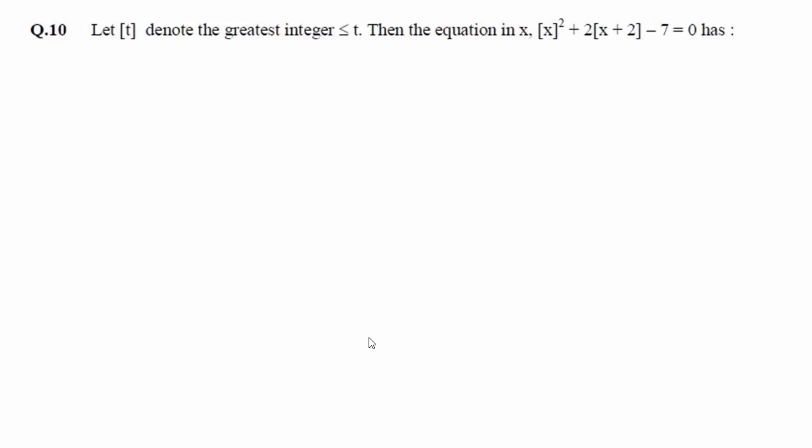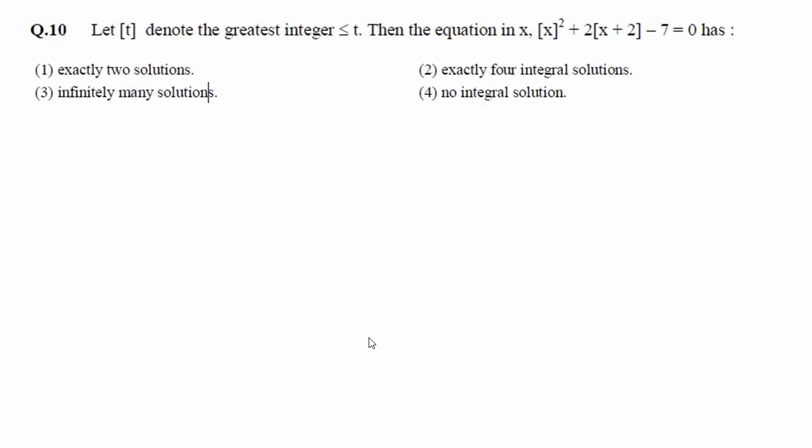Question 10. Let [t] denote the greatest integer less than or equal to t. Then the equation in x, that is, [x] square plus 2[x] plus 2 minus 7 equals 0, has. Options are: exactly 2 solutions, exactly 4 integral solutions, infinitely many solutions, no integral solution.